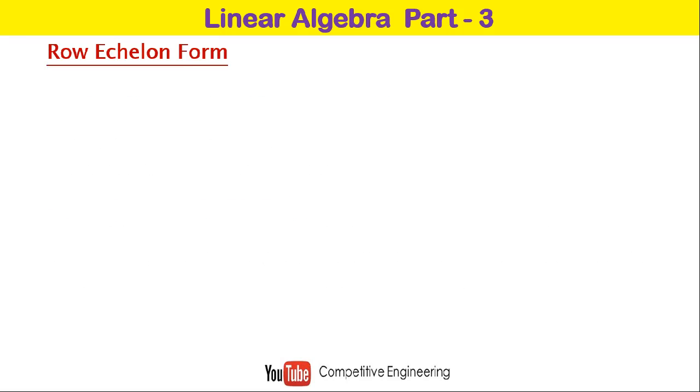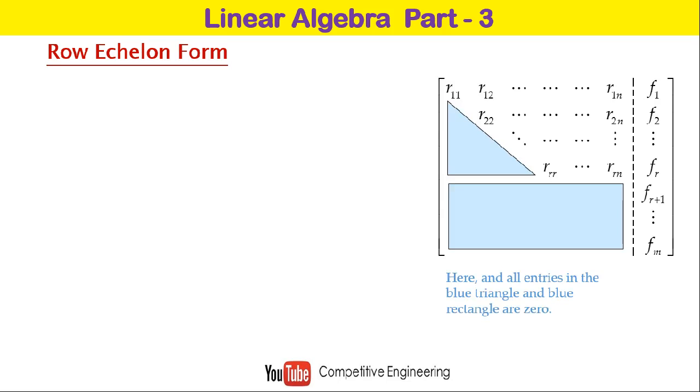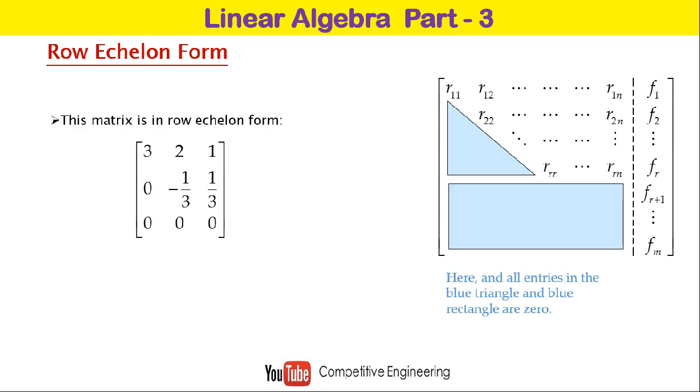There is another method for finding the rank of the matrix. It is called the row echelon form. That is, we will convert the matrix into row echelon form. It is the upper triangular form of a matrix, which means that the lower part will be 0 below the diagonal. Here is the standard form, and here is an example on the left side. In the standard form, the blue part, the triangle and rectangle shown, are zeros. So there will be non-zero elements only in the upper triangular part. Here is an example of a row echelon form.